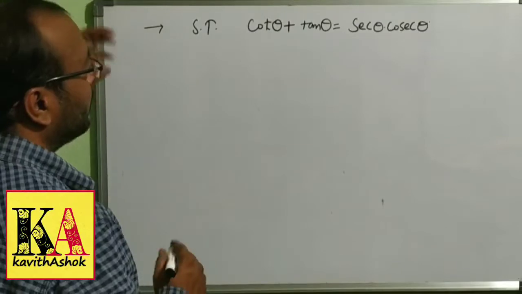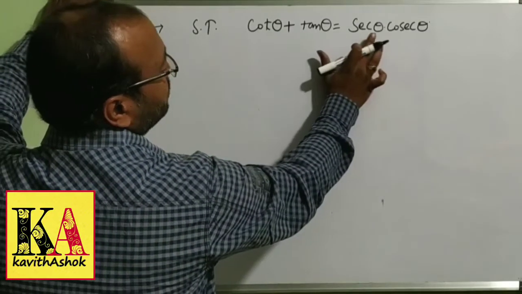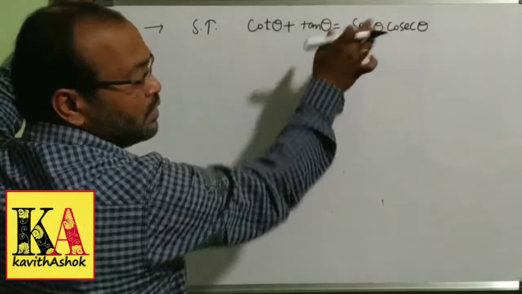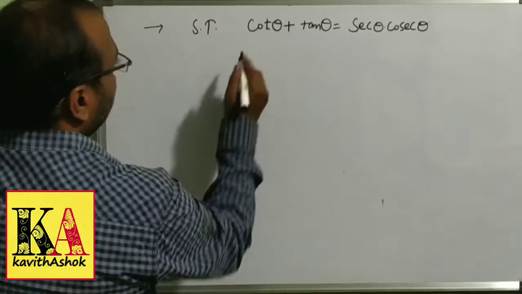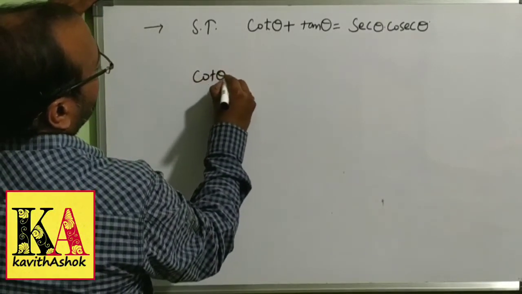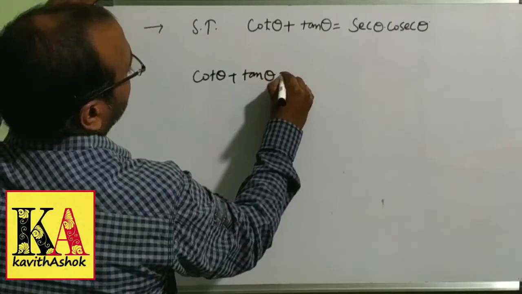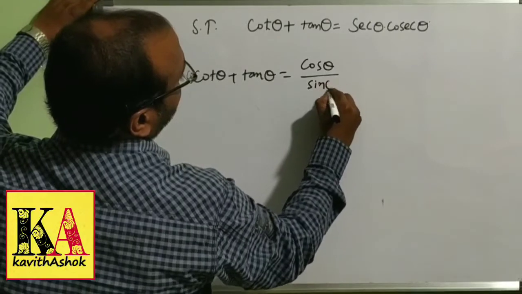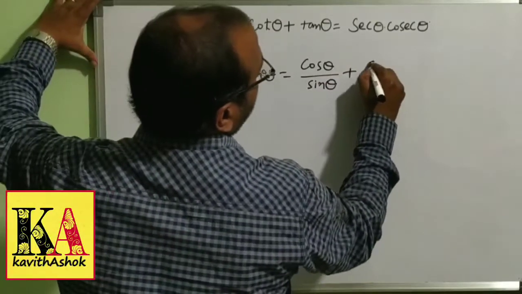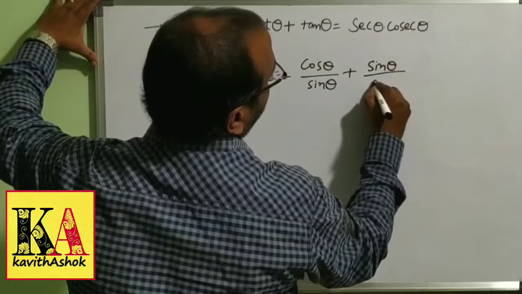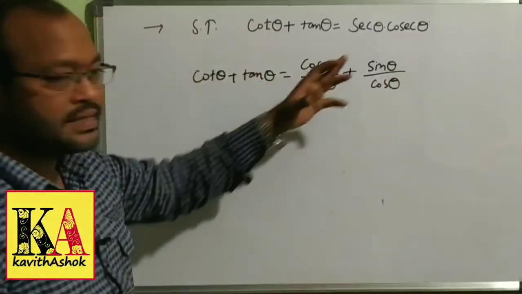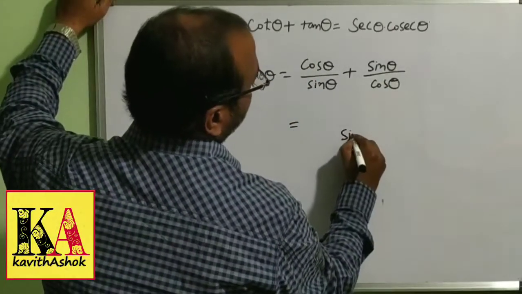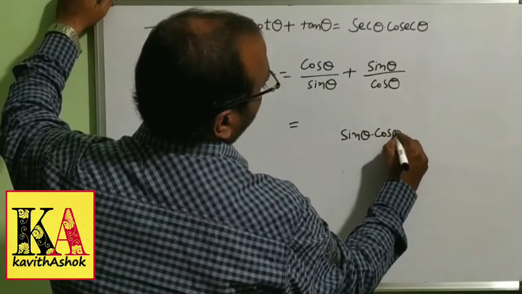So what is given here? Cot theta plus tan theta is equal to sec theta into cosec theta. So we are changing the addition into the product of functions. Take the LHS part. Cot theta plus tan theta is equal to cot, which is nothing but cos theta by sin theta, plus tan theta, which is nothing but sin theta by cos theta. Tan is sin by cos, cot is cos by sin. Now, what is the LCM? Sin theta cos theta is the LCM.